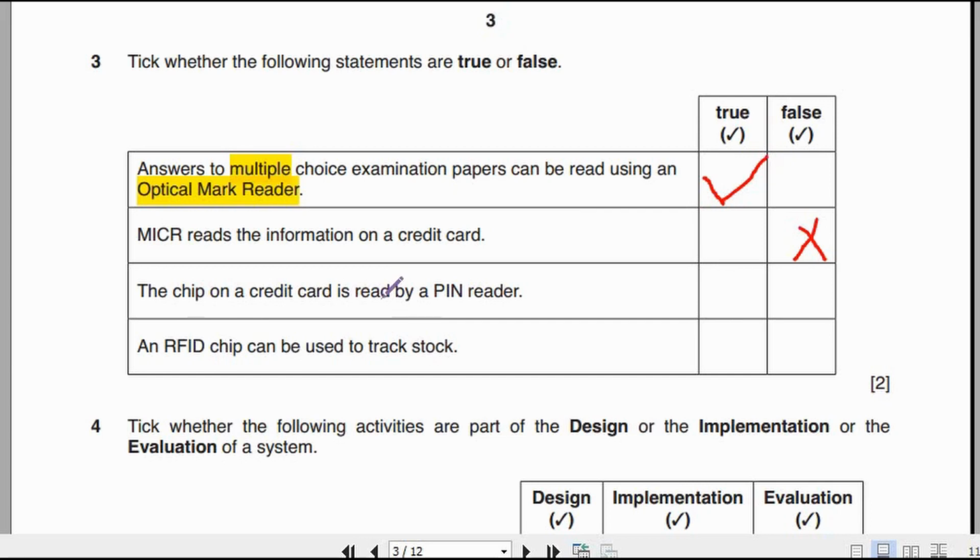The chip on the credit card is read by a pin reader. No, it's incorrect. Not a pin reader, as I told you, it's a chip reader. So cross.